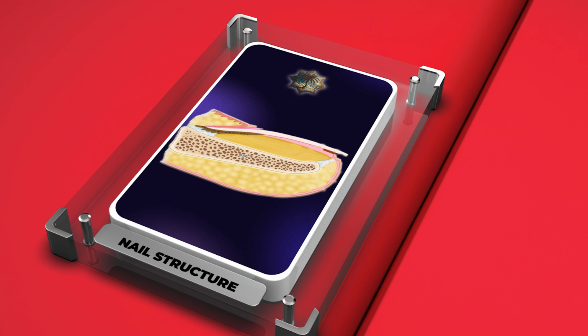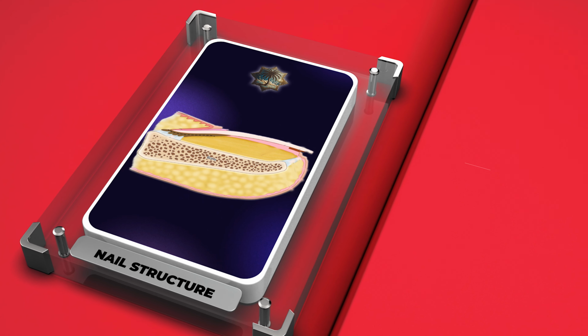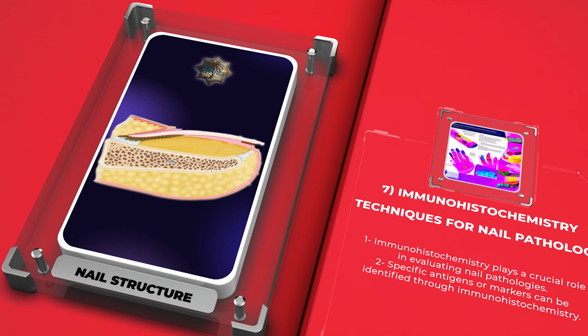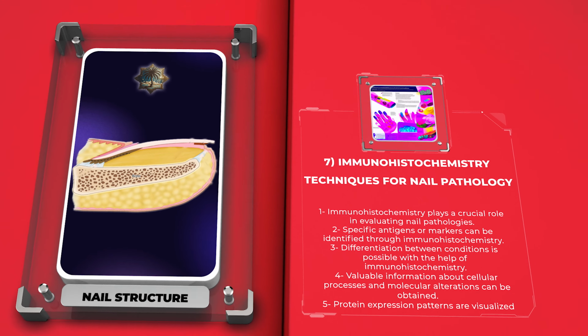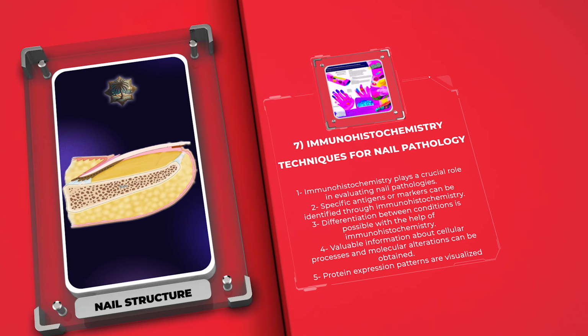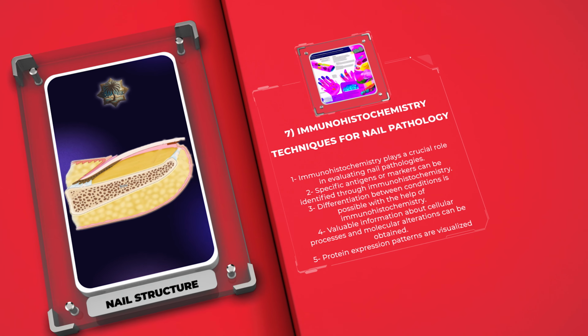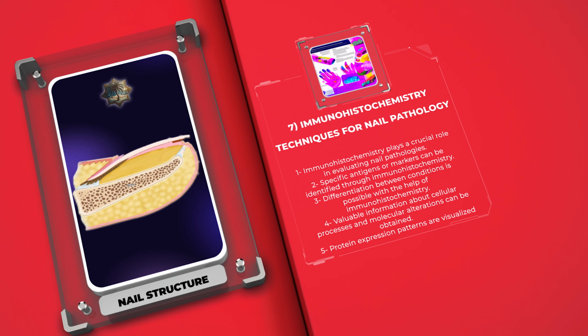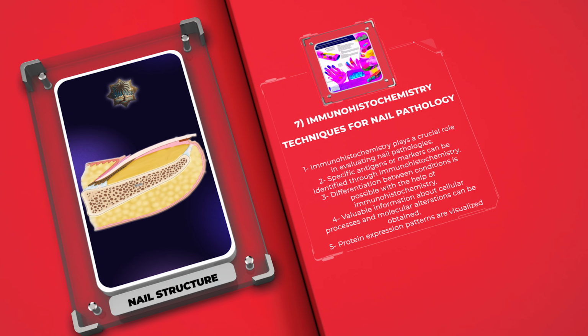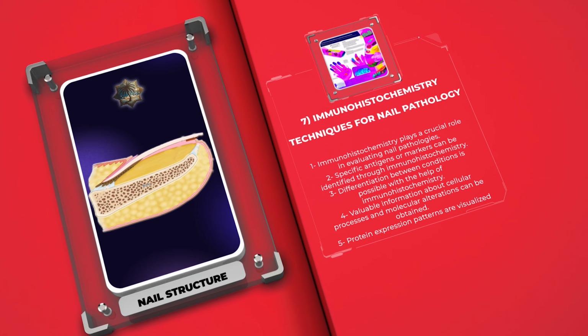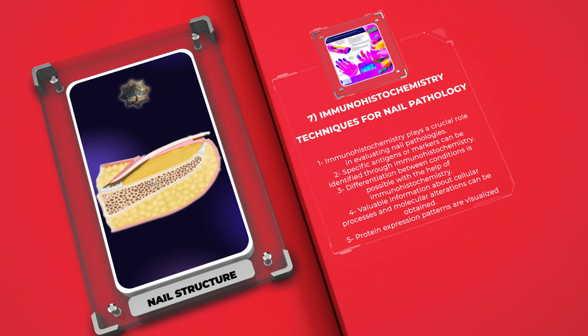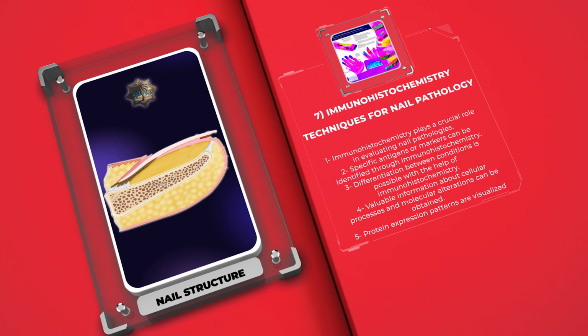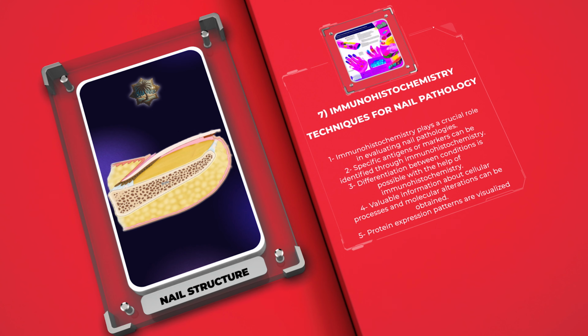Immunohistochemistry, IHC, plays a crucial role in the evaluation of nail pathologies by identifying specific antigens or markers. IHC can help differentiate between various conditions and provide valuable information about cellular processes and molecular alterations. By utilizing specific antibodies and staining techniques, IHC allows us to visualize and interpret the expression pattern of proteins involved in nail development, pathology, and regeneration.